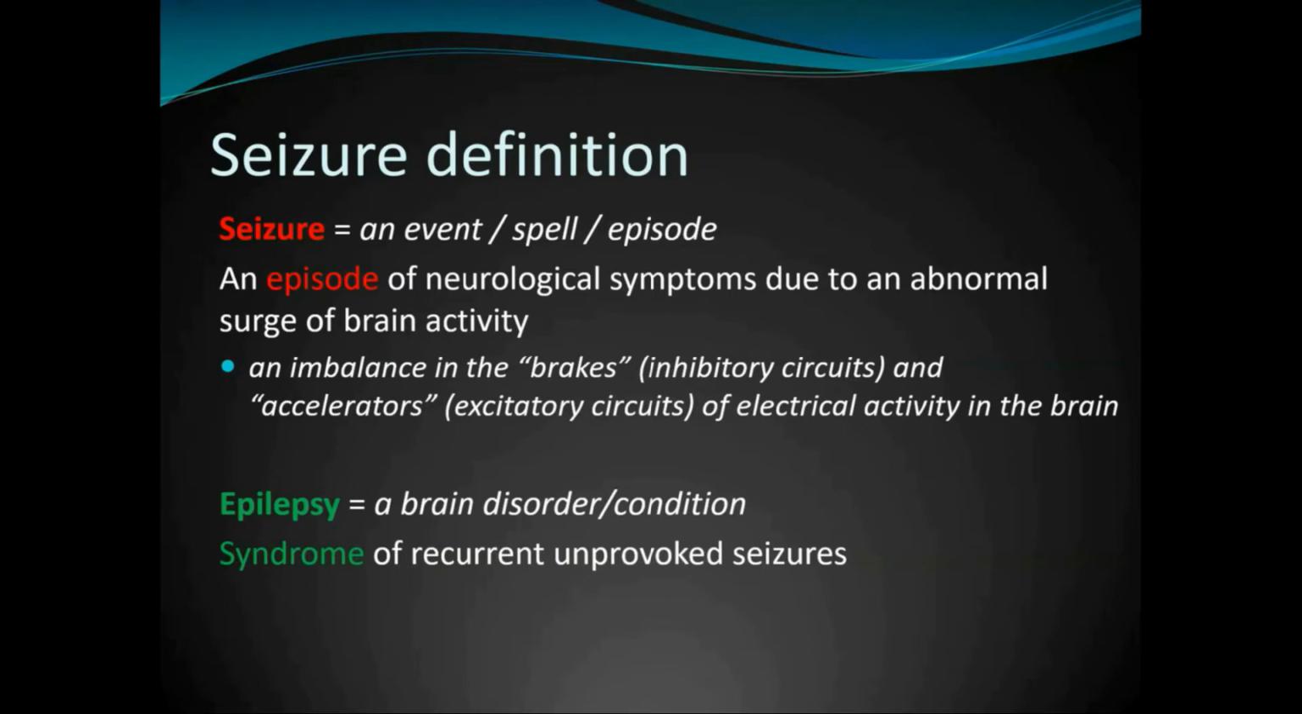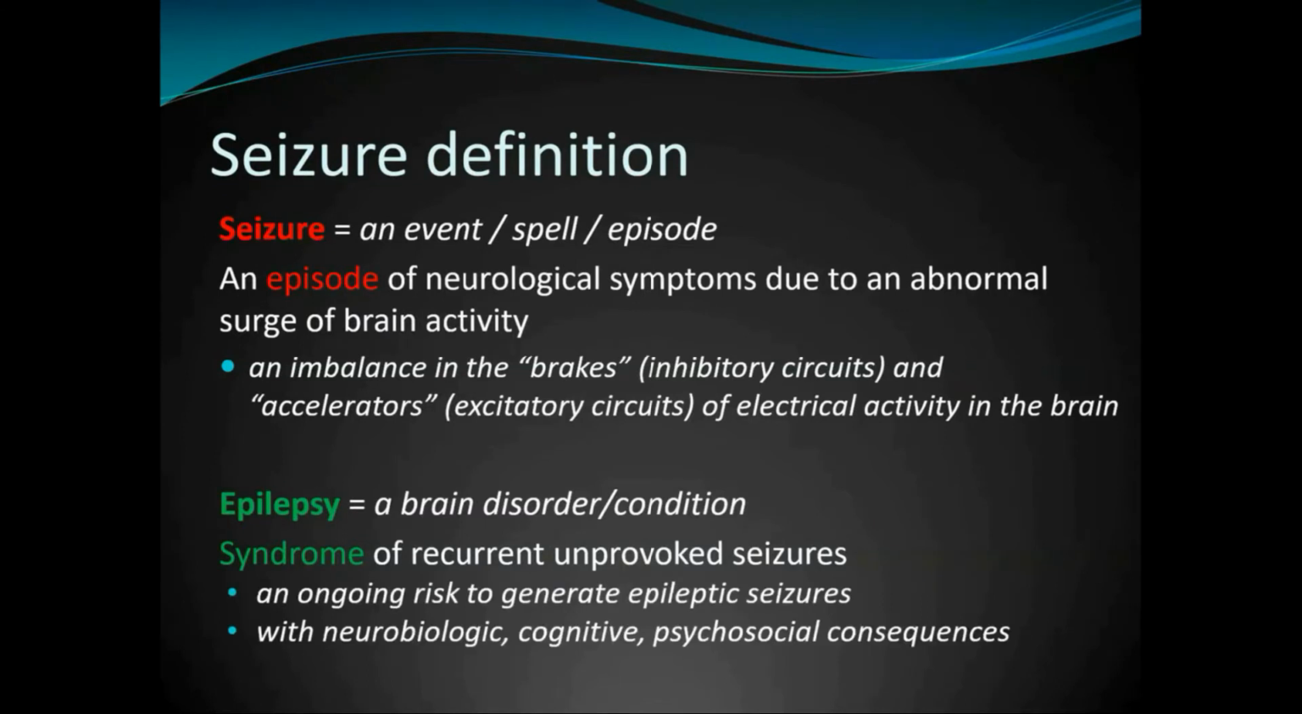Epilepsy, on the other hand, is a brain condition or a brain disorder where a brain is prone to recurrent, unprovoked seizures. And the condition includes not only that risk for recurrent epileptic seizures, but also the consequences on the brain structure and physiology, the brain function, and also its impact on a person's life.